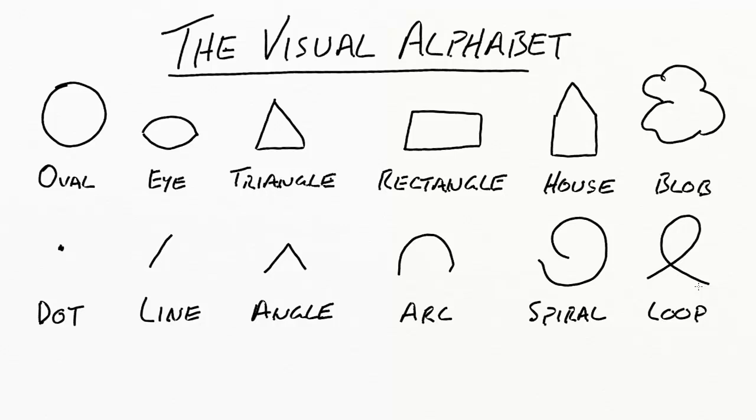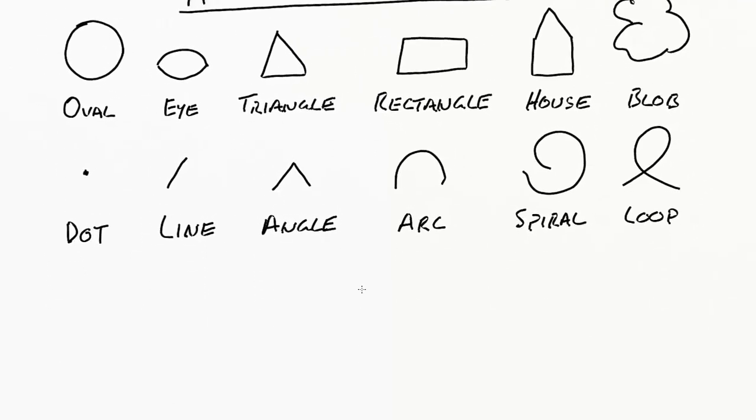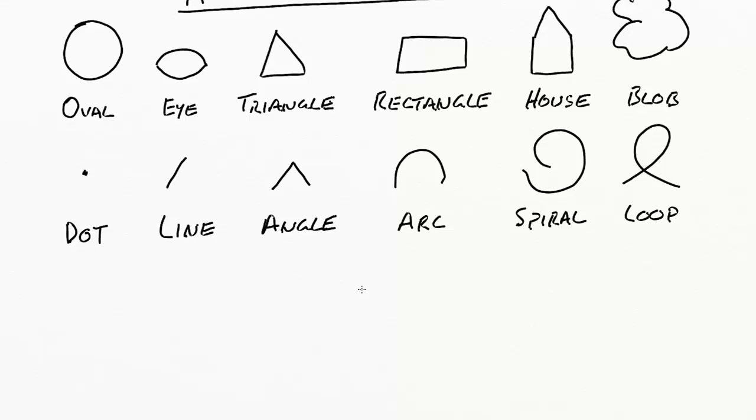Just like a normal alphabet, when we have A, B, C, D, E, F, G, we can use those letters of the alphabet in order to create words. Same thing applies here. We can use these elements of the visual alphabet in order to create pictures. However, to begin with, we need to practice drawing these elements of the visual alphabet more effectively. All that takes is a little bit of practice.